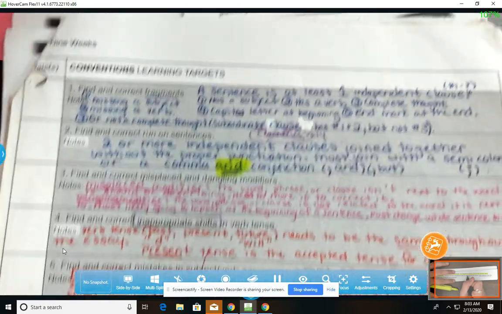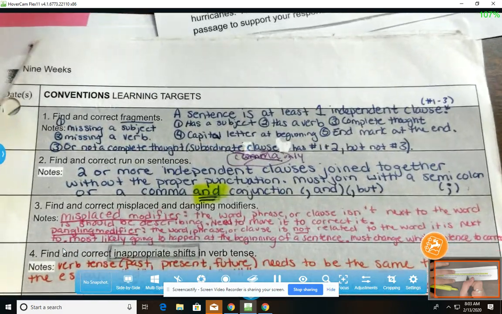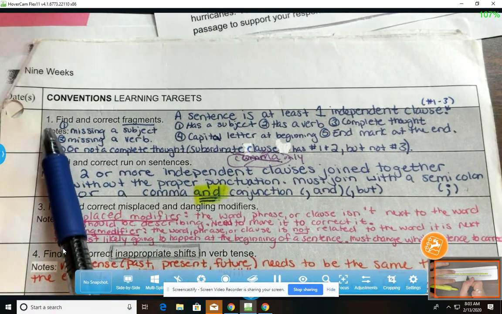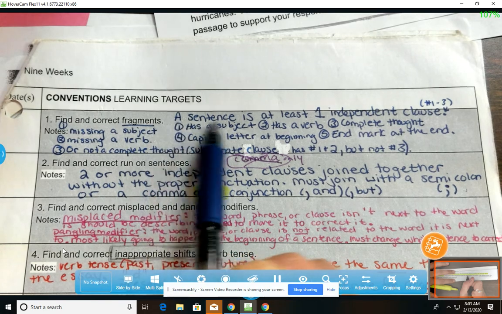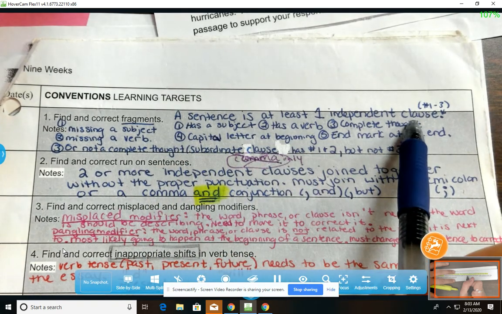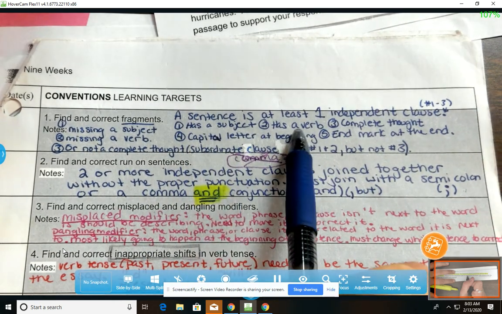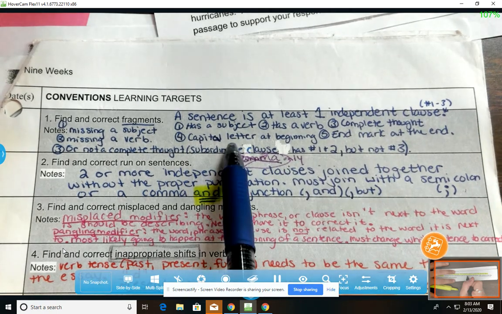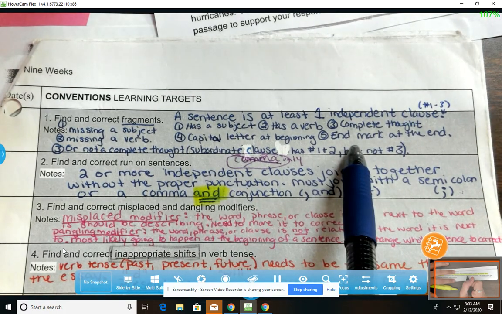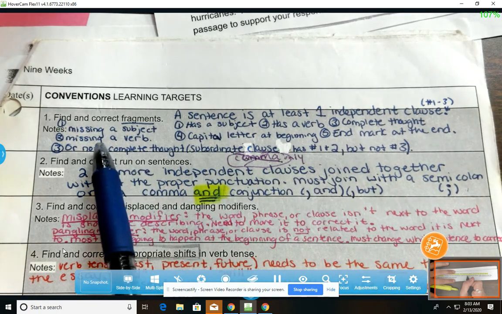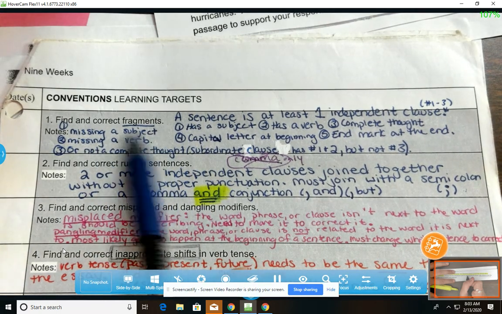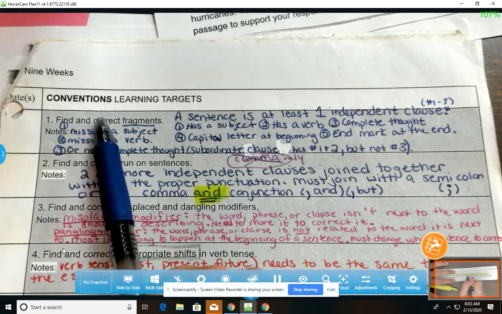So as we look at run-ons and fragments, just a review of some of these notes. First, for finding and correcting fragments, remember a sentence needs to have at least one independent clause that can stand alone. It has a subject, it has a verb, it's a complete thought, with a capital letter at the beginning and a period or end mark at the end. Ways that we run into fragments is when we miss a subject. So we don't have a subject, we don't have a sentence. So we have a fragment.